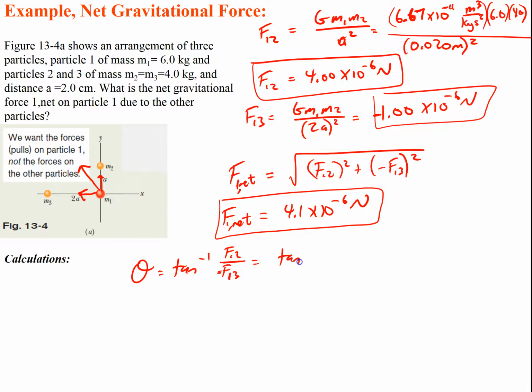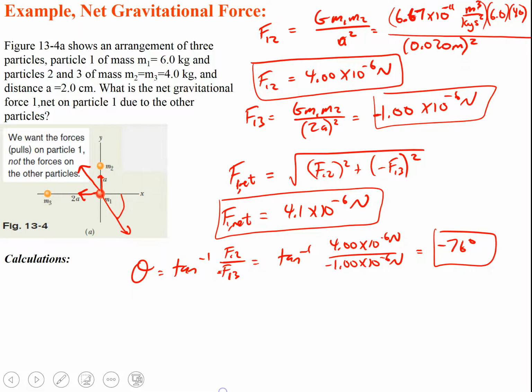So this is just going to be the inverse tangent of 4.00 times 10 to the negative 6 newtons divided by negative 1.00 times 10 to the negative 6 newtons. And you end up with a value that is negative 76 degrees. Well, this is always from the positive x direction, since I kept all of my signs correct. So what they're saying is that the angle is somewhere down here, right? That the force vector is somewhere down there. Well, we know that sometimes with tangent we don't get the correct direction, so we really need to think about the problem. We know that it actually should be up and to the left.